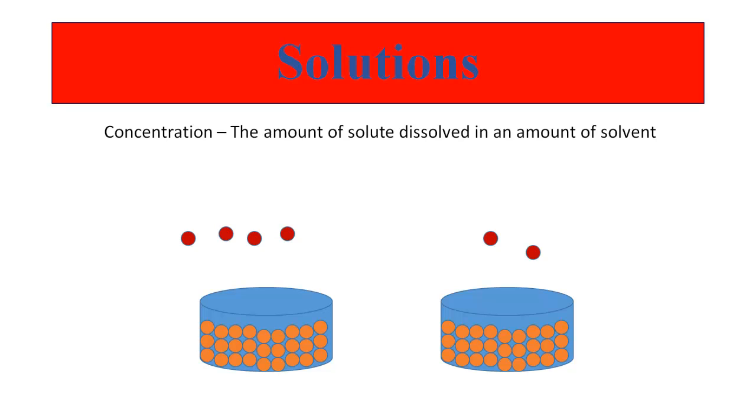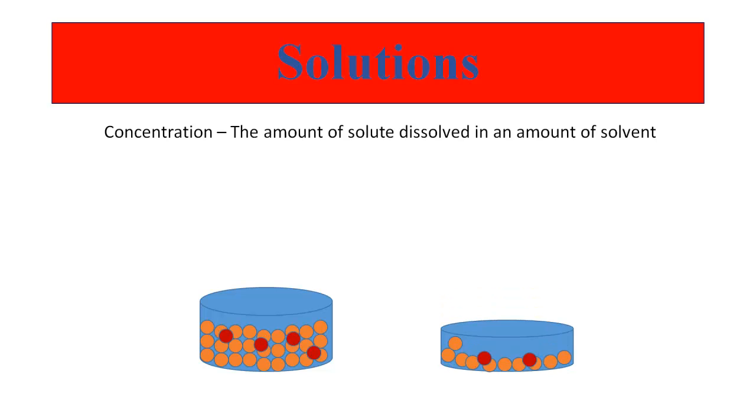Imagine if both of these containers have the same amount of solvent in them, and the one on the left has 4 particles of solute dissolved in it, and the one on the right has 2 particles of solute in it. The one on the left is more concentrated than the one on the right. Now we can make the one on the right more concentrated by either adding more solute or getting rid of some of the solvent. That will also raise the concentration. Because the amount of solvent has gone down, the ratio of solute to solvent has gone up.